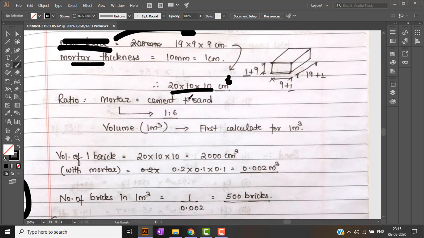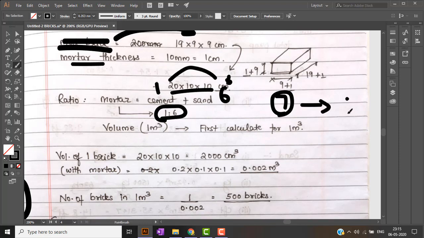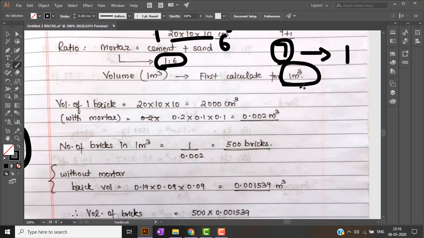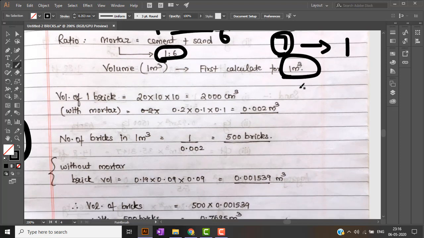So the ratio of cement and sand in mortar is 1:6. Mortar is nothing but a binding material. So cement is used in 1 part and sand is used in 6 parts. So 1 plus 6 gives you 7 parts of cement and sand, which together make 1 part of mortar. Okay. First we have to calculate for 1 meter cube. If we calculate for this single unit, we can multiply it for how many meter cube we require.